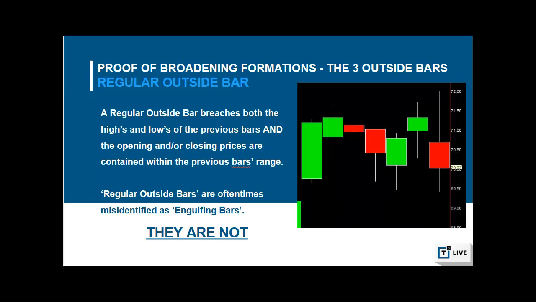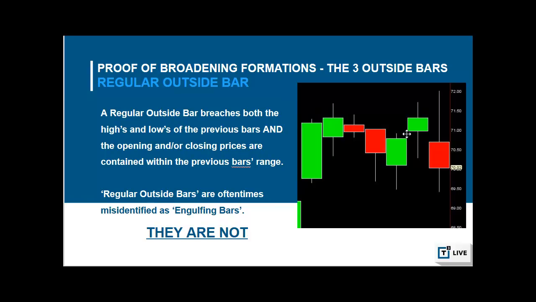The regular outside bar breaches both the highs and the lows of the previous bar, and the opening and closing are contained back in the previous bar's range, or at least one of them is. So regular outside bars are oftentimes misidentified as engulfing bars. They are not. They are two different things. The engulfing are going to be more powerful, most likely, because they have completely wiped out the other side. At this point, you can see the battle is on. They've tried the highs, they've tried the lows, but come back and are still within this range. The open here was still within this range.